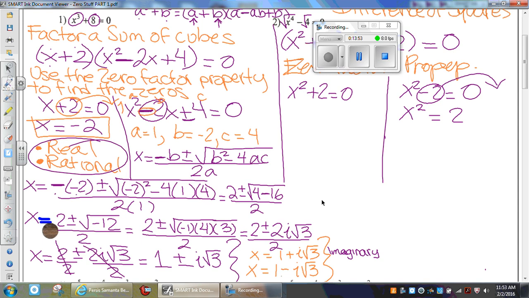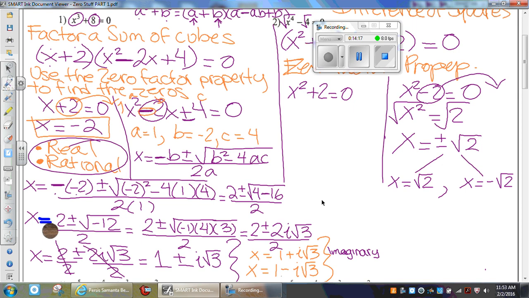How do we undo a square? What's that called? Square root. So x is equal to the square root of 2, but not only the square root of 2, also the negative square root of 2. So right here we get 2 zeros. We get x is equal to the square root of 2, and x is equal to the negative square root of 2. So also irrational zeros, such as that one, will come in pairs.